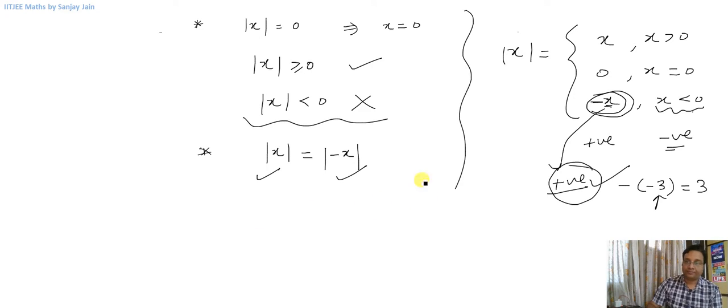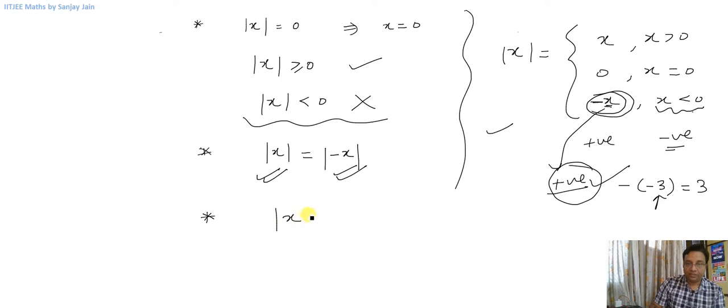Here I have mentioned that x itself is negative, so negative of x is a positive number. And even if I write negative of x here, the similar logic will work, and you will see that mod of x is nothing but equal to mod of negative x.